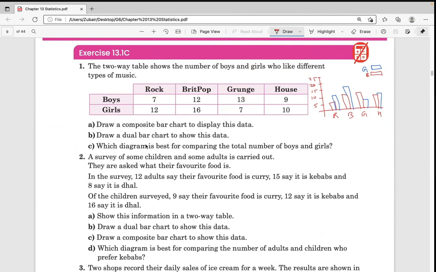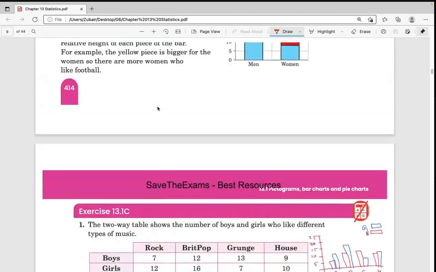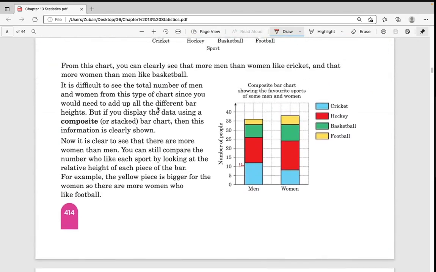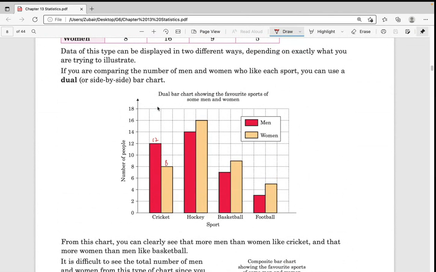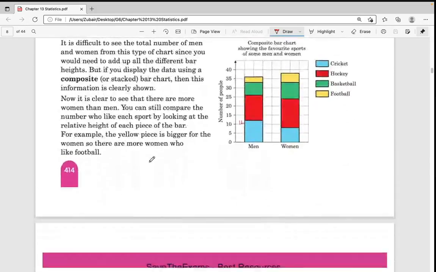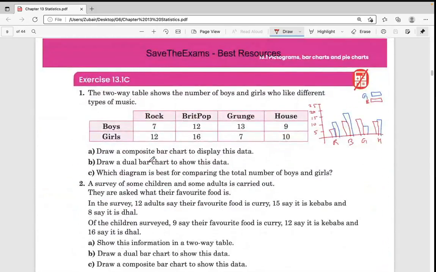Draw the dual bar chart to show this data. Okay, I think I did the second one first. I also did the second one first. So this is dual, and for composite definitely we need a very good scale.